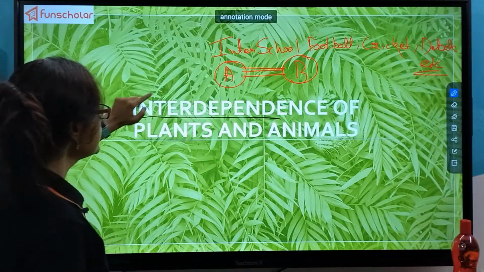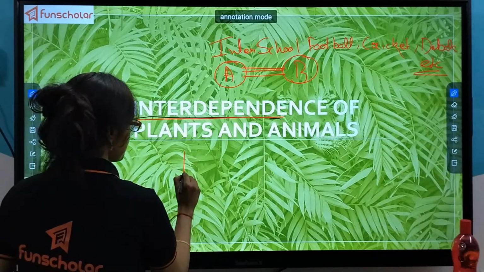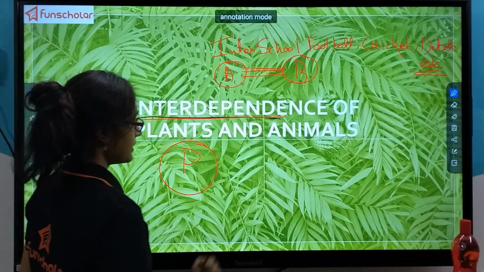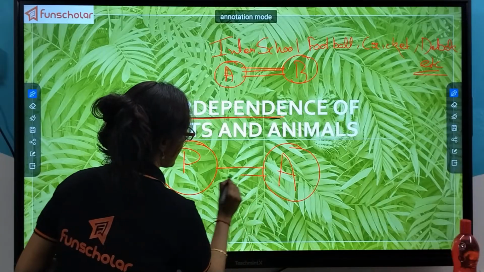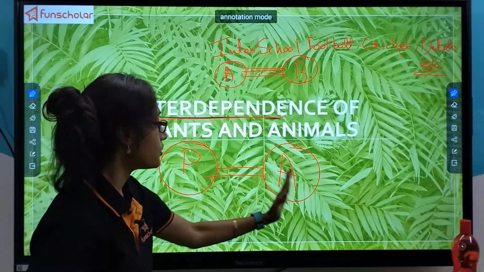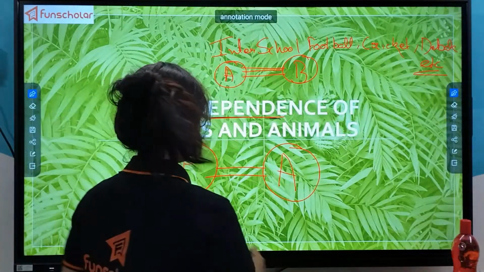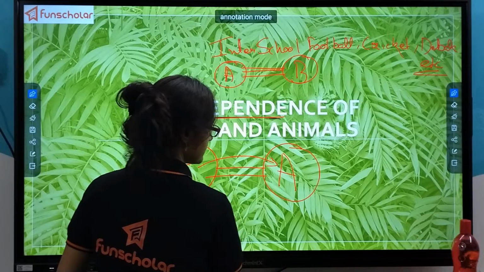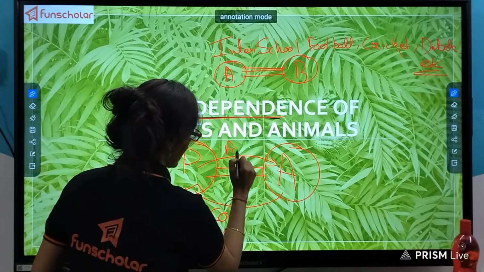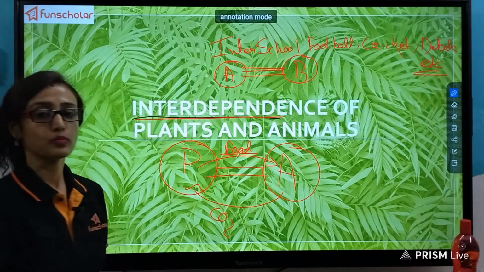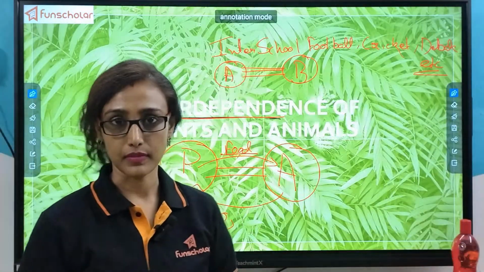Okay. So interdependence here denotes this is plant P, this is animal A, and how plants and animals are dependent on one another in life. Okay? Plants give food to the animal. Animals give carbon dioxide to the plant. Right? This is nothing but interdependence of plants and animals. Okay?